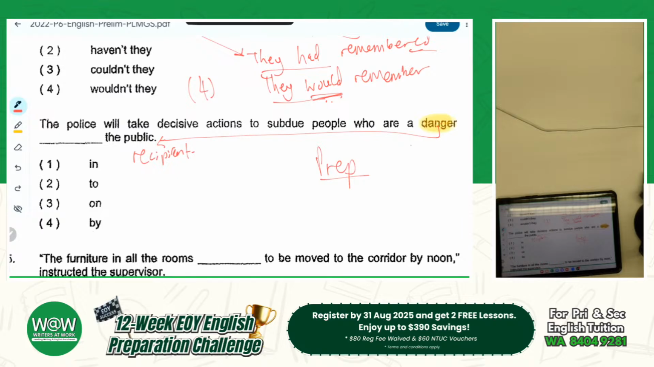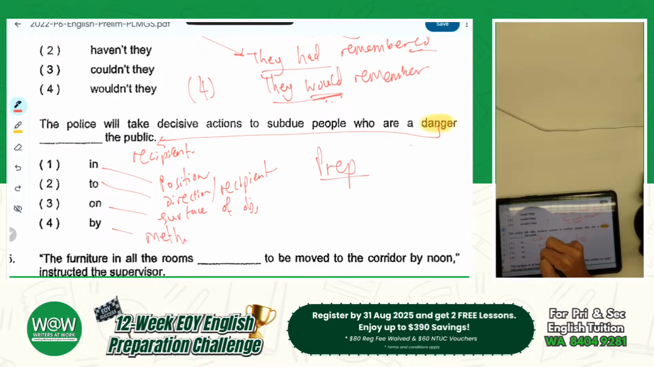Now, the first one is in. In here shows position. To shows direction or recipient. On here shows the surface of object. By shows the method or source. Okay, so in this case here, our answer would be number 2, because the public is the recipient of somebody's action or someone's danger.